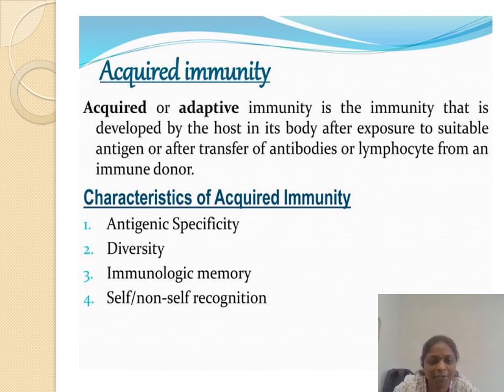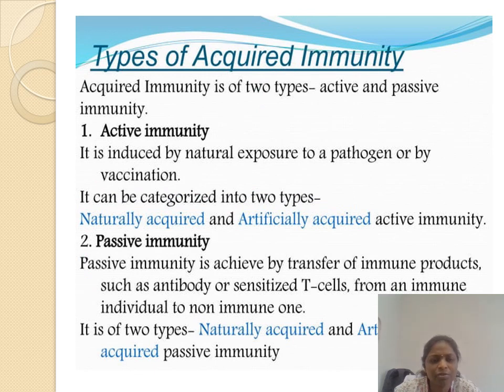Coming to acquired immunity. The acquired or adaptive immunity is the immunity developed by the host after exposure to a suitable antigen. It has properties like specificity, diversity, immunologic memory, and self and non-self recognition. Under acquired immunity there is active and passive. Active is induced by natural exposure to a pathogen or vaccination. Passive is achieved by transfer of immune products. It also has naturally acquired and artificially acquired forms.